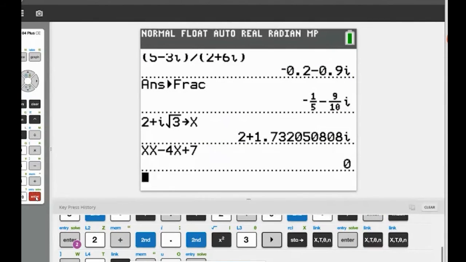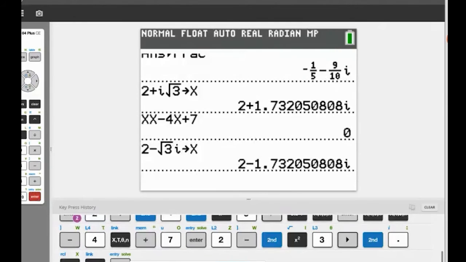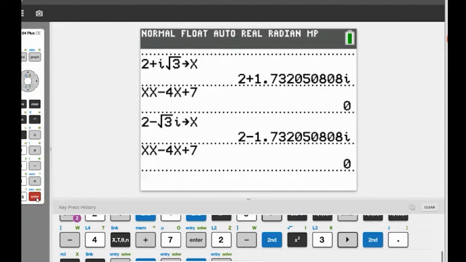If you want, you could check both of them. You can do the 2 plus and the 2 minus i root 3. But if one of them works, automatically the other one will work, so you never have to check both. But just say you wanted to for fun, I'll just show you. 2 minus the square root of 3 times i is x. So then if I did it again, you get 0. Okay. That's a way of making sure you get the problems right each time, is checking it.